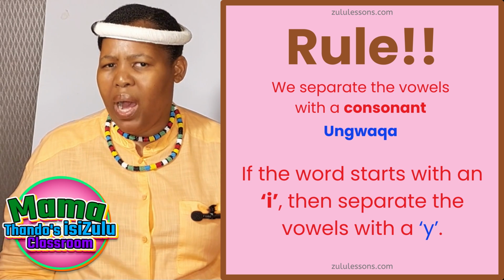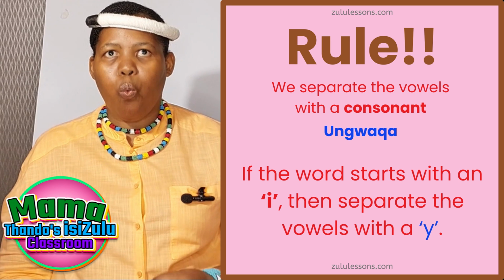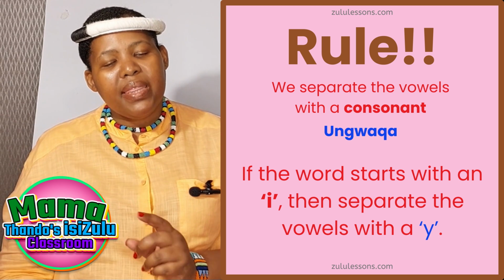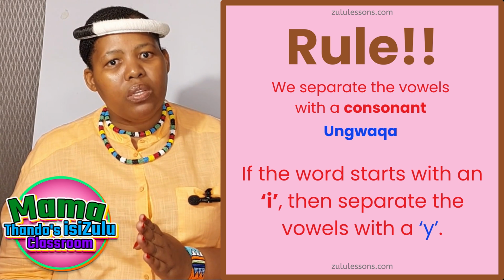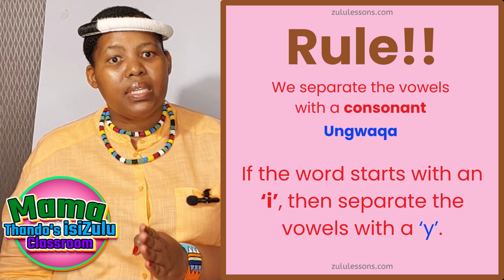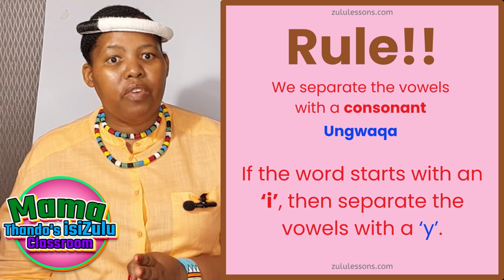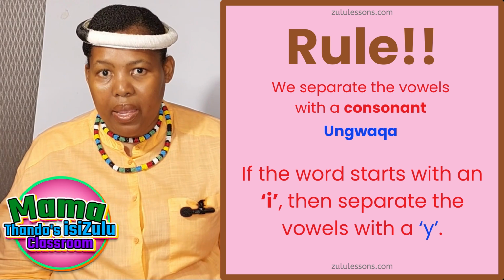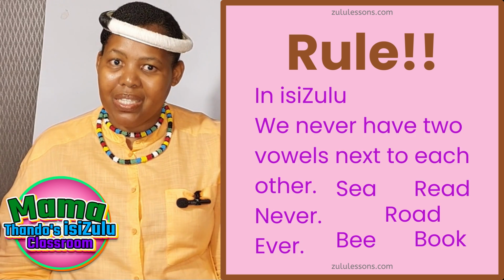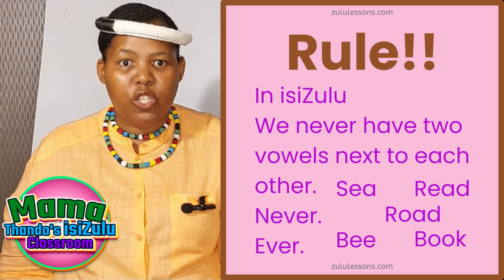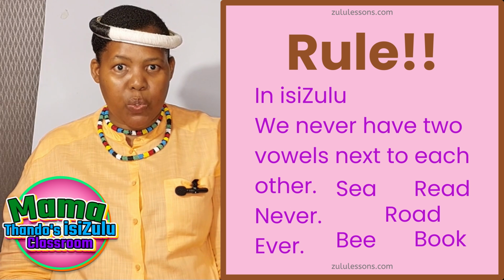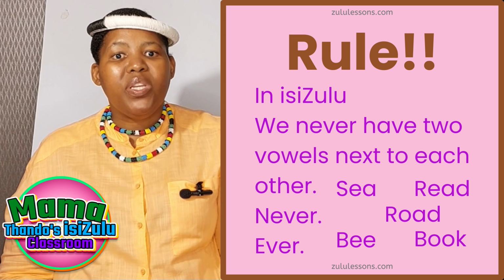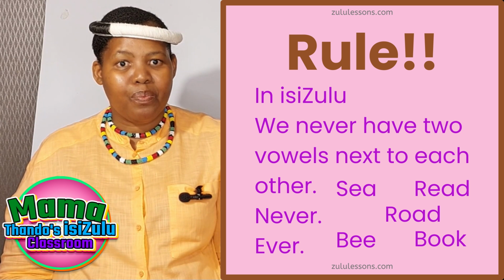But why are we using a Y? Oh, we have too many why. Why are we using the letter Y? Well, that's because the second vowel is an I. If the second vowel was another vowel, an O, a U, whatever, we would not use a Y. So now you know. In isiZulu, we can never have two vowels next to each other. We either blend those two vowels together, so smoosh them together and they give us another vowel, or we separate them with a consonant. We get each other?